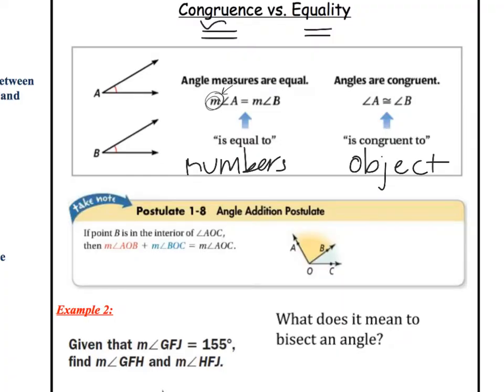Really familiar. Angle addition postulate says you can take the two little angles and add them up and you get the bigger angle. So again, same thing we talked about with segments. Part plus part equals a whole.